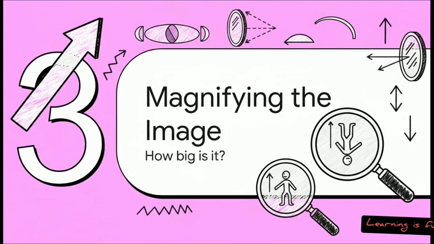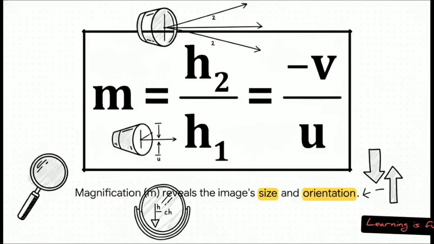So we figured out where the image is, but that's only half the story, right? What does the reflection actually look like? Is it huge? Tiny? Is it even right side up? For all those questions, we have the magnification formula, M. It's just a simple ratio, negative V divided by U. But this little formula is awesome because it does double duty. It tells you about the image's size and whether it's been flipped over.